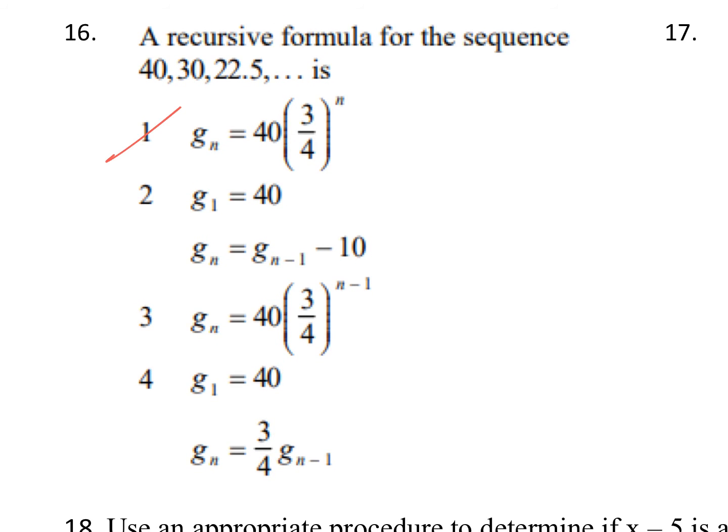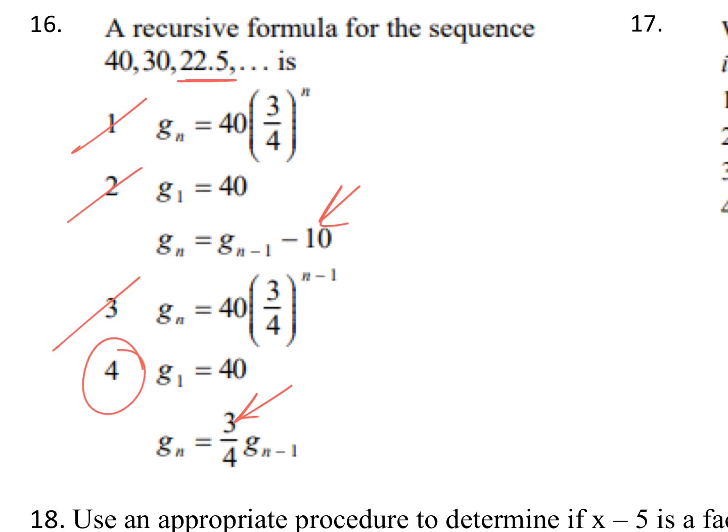Okay, a recursive formula for this sequence. This is not recursive. This is not recursive. Recursive has to have two parts. Then you got to figure out, is this going down by 10 every term, or is it just multiplying by 3/4? It's definitely not going down by 10 for every term because that's not 20, so I'm not going to choose that one. This must be my answer. And you can check by doing 40 times 3/4 and 30 times 3/4 and seeing if you get the numbers.